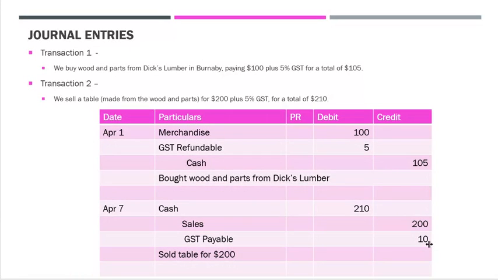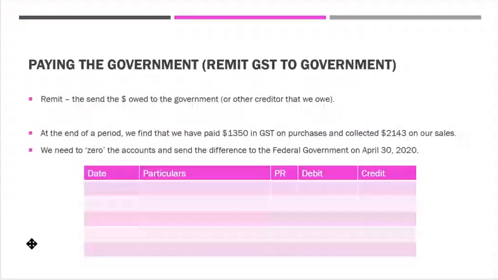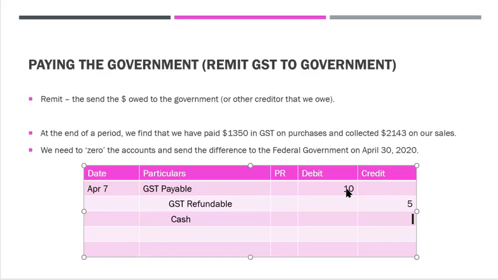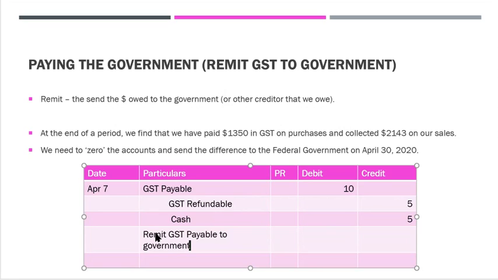So we are going to take these two together and pay the difference. So at the end of the week, at the end of the month, we need to send this difference to the government. And the difference, to make it all work, we have to send $5 to the government. There we go. That's how we remit the money.